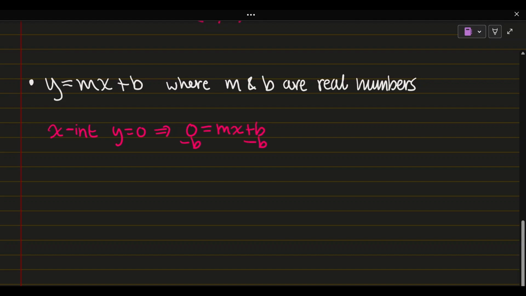Subtracting b from both sides, and flipping this equation, I get that mx equals negative b. Divide both sides by m, and I get that x is equal to negative b over m. So my x-intercept here is negative b over m, 0.